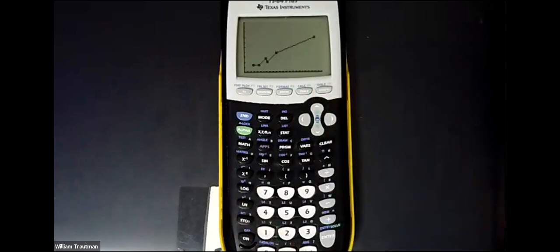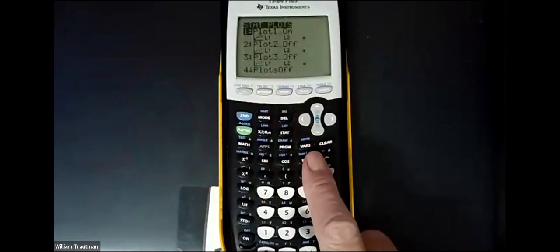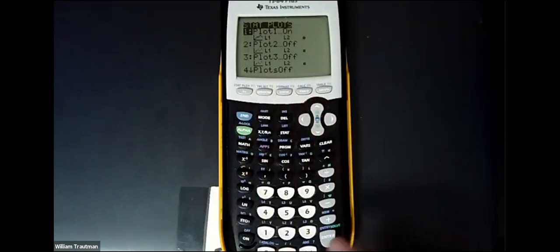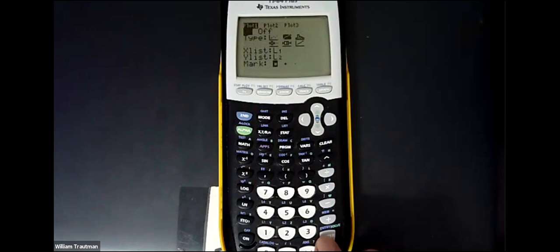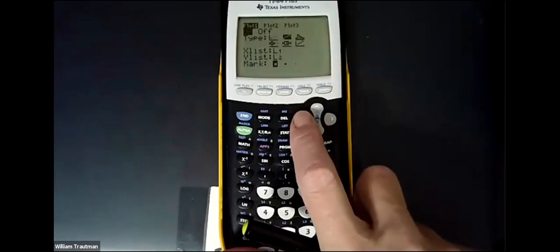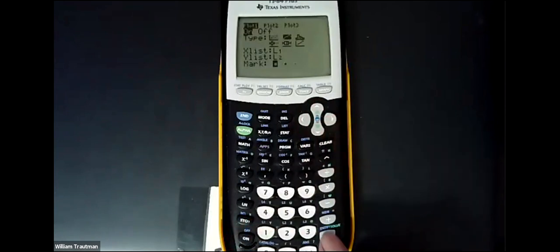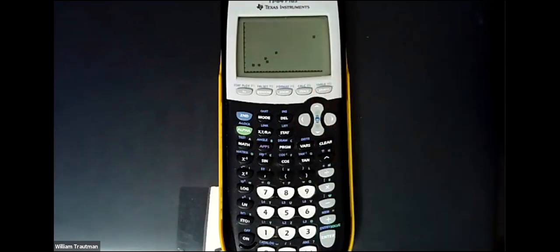Now when I hit graph, I should see... I'm not sure why I have it connected. Did I push the right one in here? Oh, the scatter plot was the first one, not the second one. The second one connects all the dots. So now when I graph, there we go. There are our dots. The second one connects each of the dots.